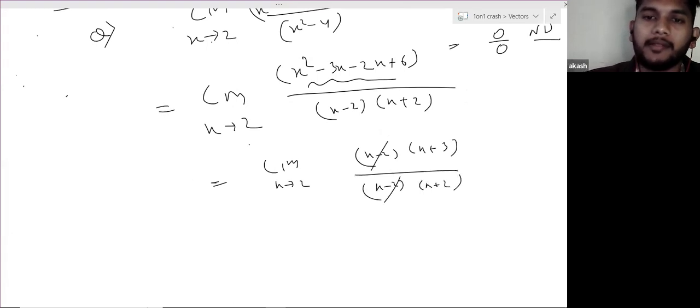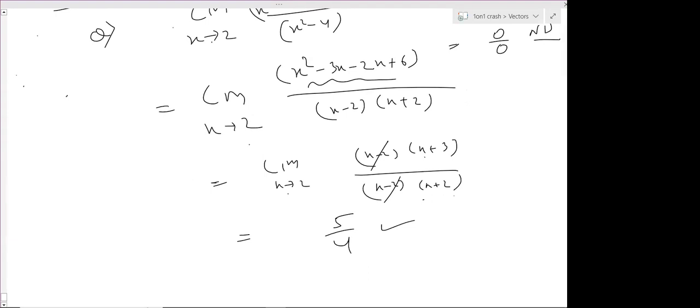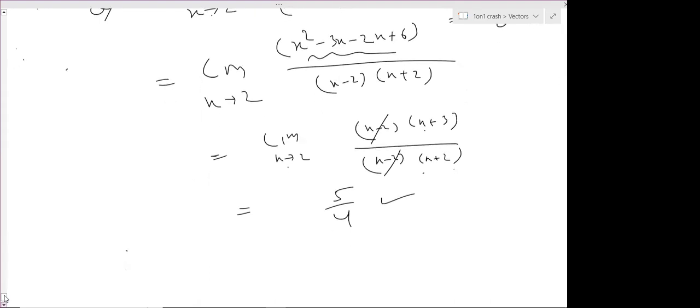We can see this is cancelled. Now again, we have to use direct substitution. So if you put x equals 2 here, 2 plus 3 is 5, 2 plus 2 is 4. So the answer is 5 upon 4. All right. Clear?